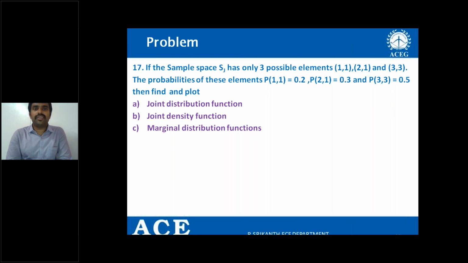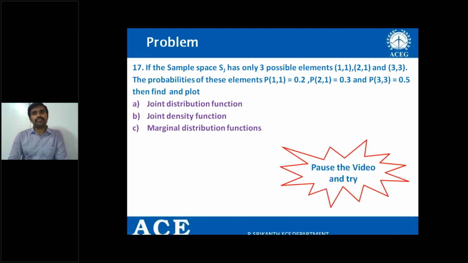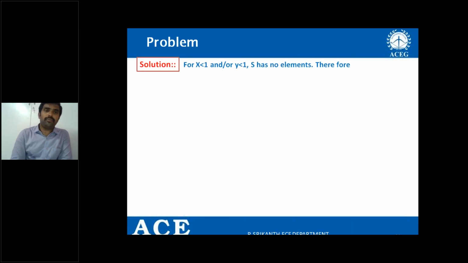And the probabilities of these elements are P(1, 1) equal to 0.2, P(2, 1) equal to 0.3, and P(3, 3) equal to 0.5. That is, probabilities are given. Then find and plot the joint distribution function, joint density function, and marginal distribution functions. Right? Just think once, pause the video and try to solve. Yeah. Let us take the solution now.